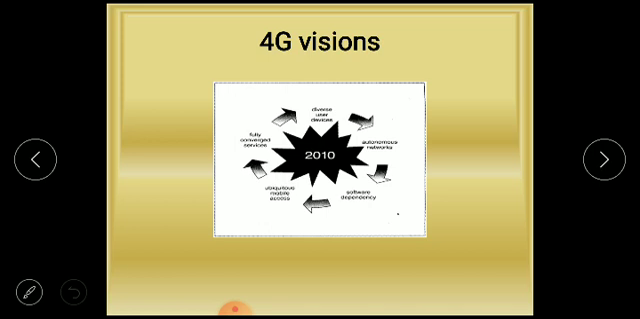And the next one is ubiquitous mobile access. What do you mean by ubiquitous, right? Ubiquitous means the 4G network should be found everywhere. So that is called ubiquitous, right? The users can access the internet over 4G technology from everywhere. That is called ubiquitous mobile access, right?